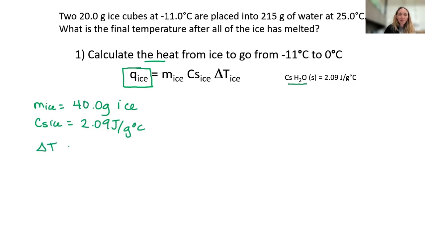And next we need delta T. To know this, we need the temperature of the final minus temperature of initial. Okay, so again, we're starting at negative 11 degrees Celsius and we're going to 0 degrees Celsius. So temperature final is 0 degrees Celsius. Temperature initial is negative 11 degrees Celsius.